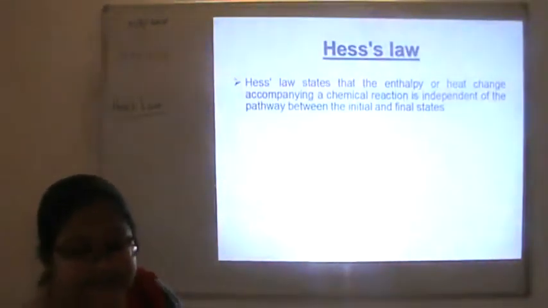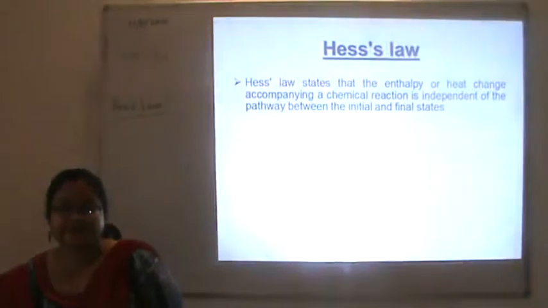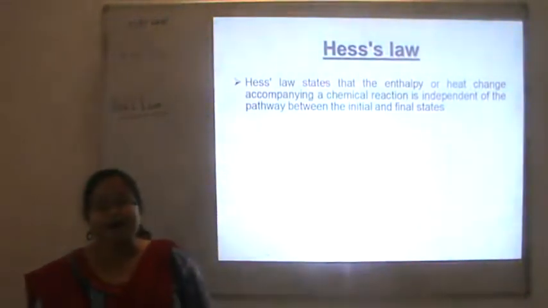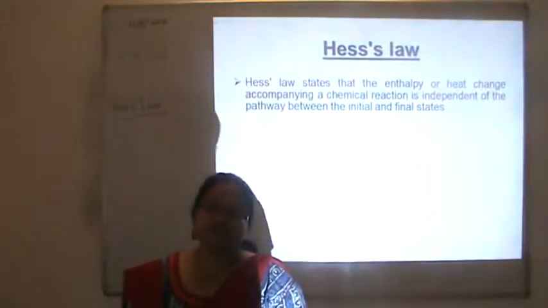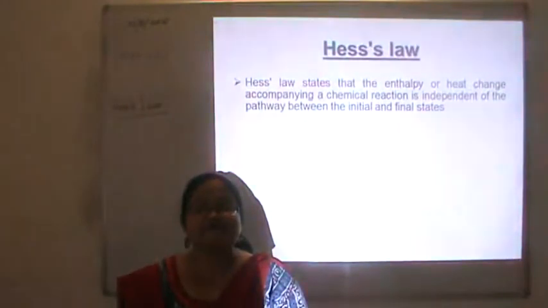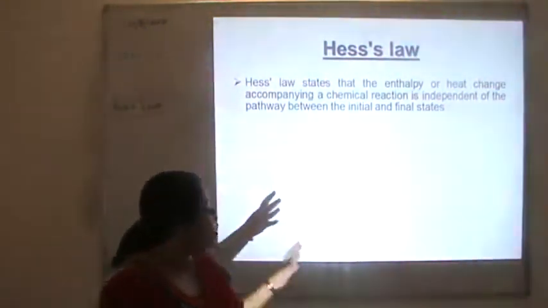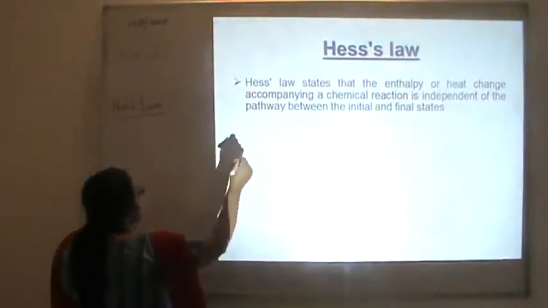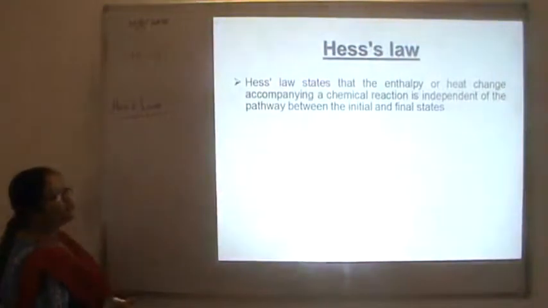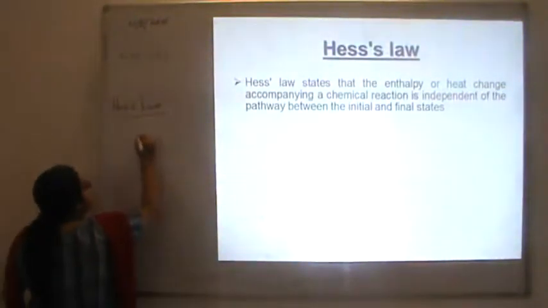So what is Hess's law? Hess's law states that the enthalpy or heat change accompanying a chemical reaction is independent of the path between initial and final states. So the enthalpy only depends on the initial and final states, not on the pathway.